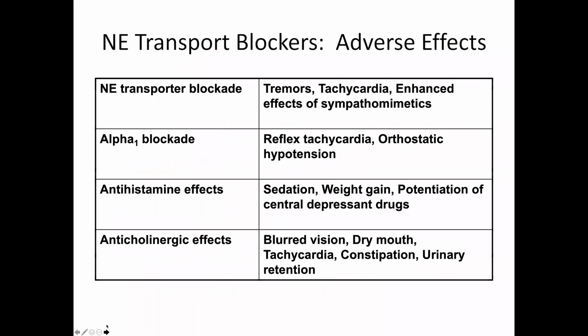Now, I've put a couple of slides in here you guys have seen before. These are good review slides for you because when we're looking at antidepressants, one of the things we see is that if they block the norepinephrine transport, you can see some of the adverse effects that occur. So, for example, if we're looking at a diabetic, the drug may produce tremors or tachycardia, or may actually enhance the effects of any sympathomimetic they may take. Sympathomimetic, think of things like over-the-counter cough, cold preparations, decongestants.